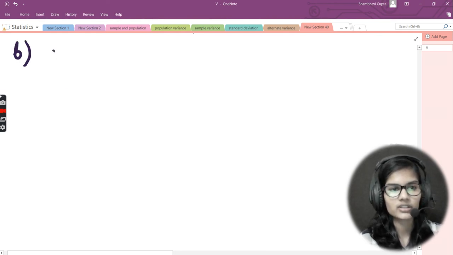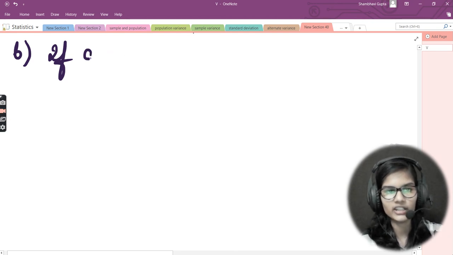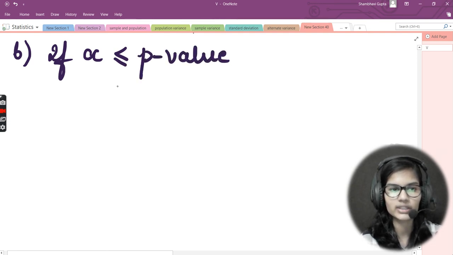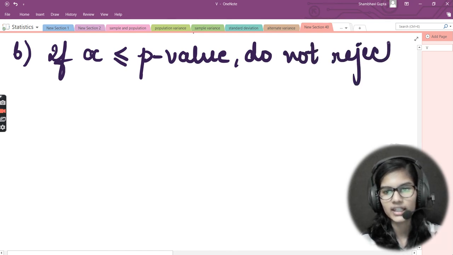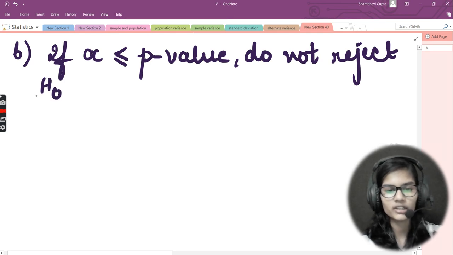So my second condition starts here. Let me write alpha clearly first. If alpha is less than or equal to the p value, then do not reject H naught. If this is the condition, then do not reject H naught.